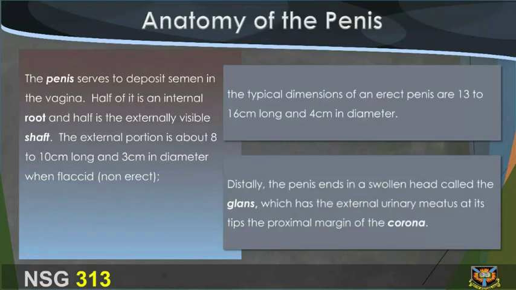Anatomy of the penis. The penis serves to deposit semen in the vagina. Half of it is an internal root and half is the external visible shaft. The external portion is about 8 to 10 cm long and 3 cm in diameter when flaccid, non-erect. The typical dimensions of an erect penis are 13 to 16 cm long and 4 cm in diameter. Distally, the penis ends in a swollen head called the glans, which has the external urinary meatus at the tip, and the proximal margin is the corona.